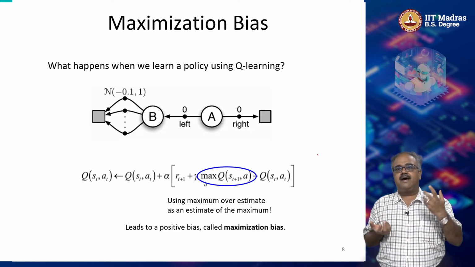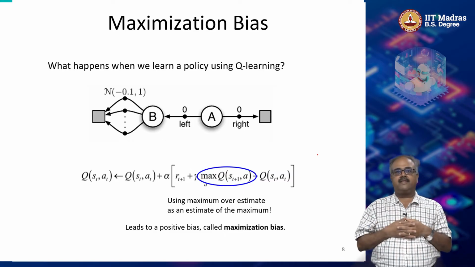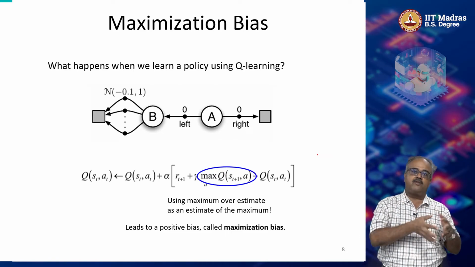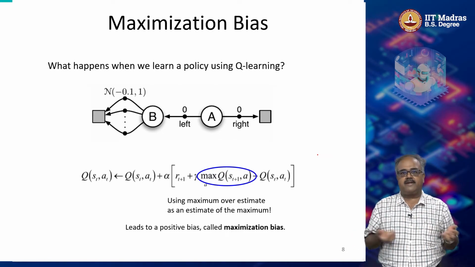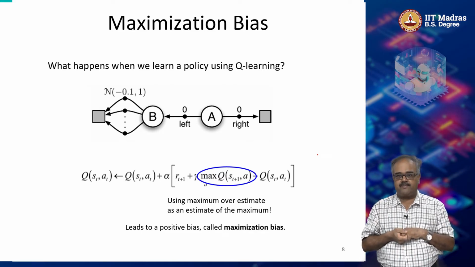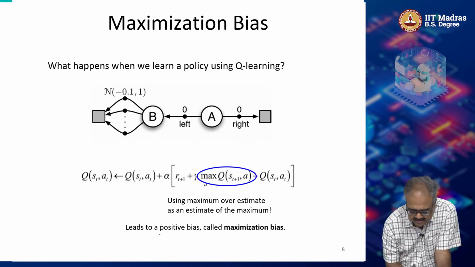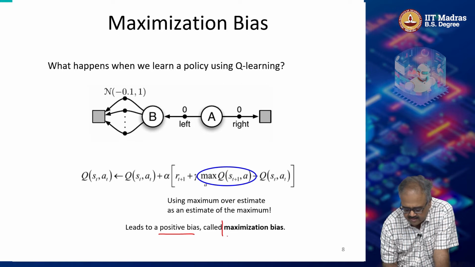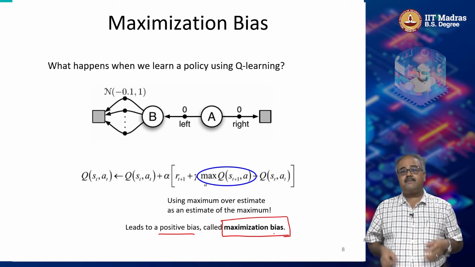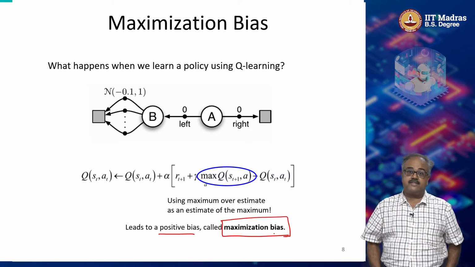Whenever there is an error and the error is high, I will pick the higher value rather than something closer to the true maximum. In this case, the maximum should have been minus 0.1, because all actions have an expected reward of minus 0.1, but I will be using a positive value as my max. This positivity bias that we have is called the maximization bias. The maximization bias is particularly bad when you use Q learning, because you are always using the max.